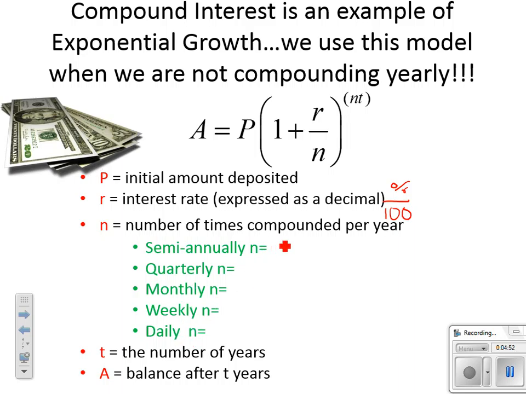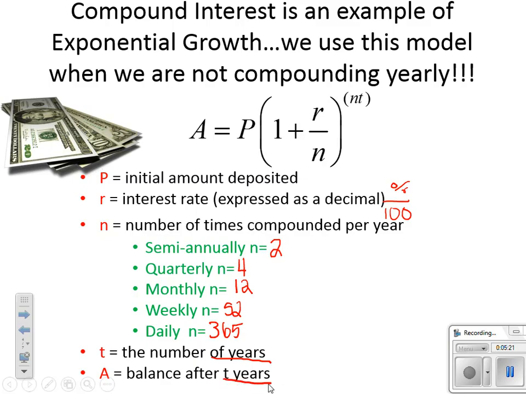Semi-annually would be twice a year, quarterly would be 4 times a year, monthly would be 12 times a year, and then weekly would be 52 times a year, and then daily would be 365 times a year. Then t is going to be the number of years that we have this interest growing. And then A will be the balance after t years.